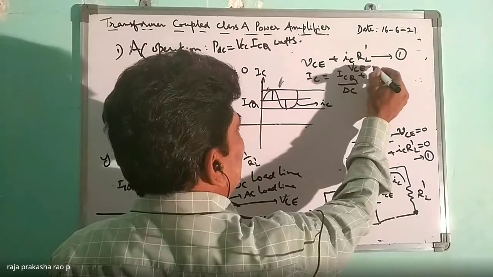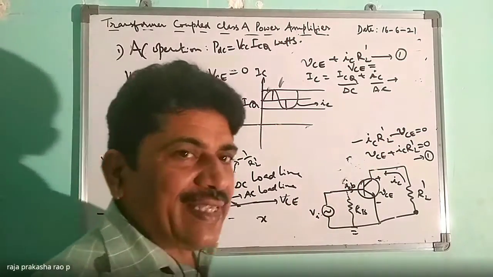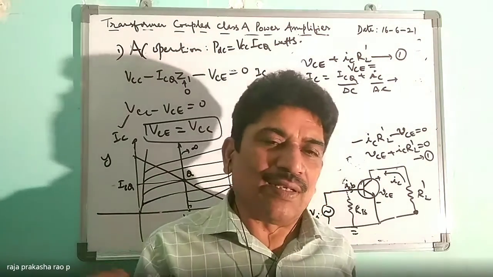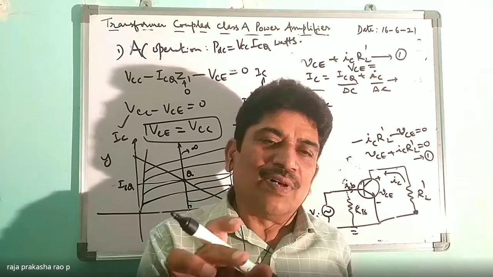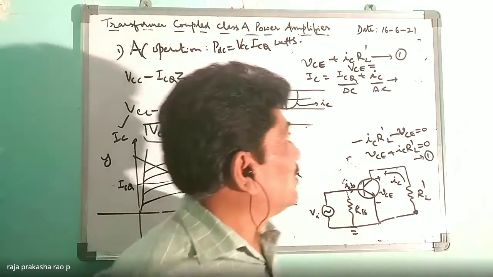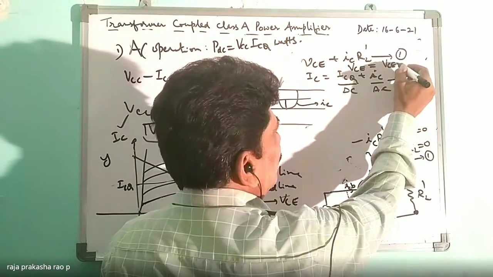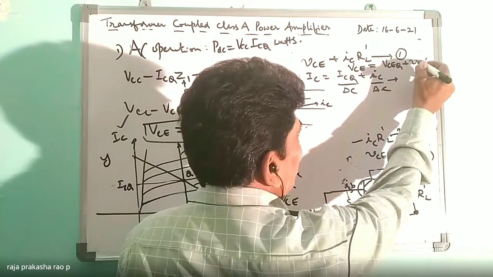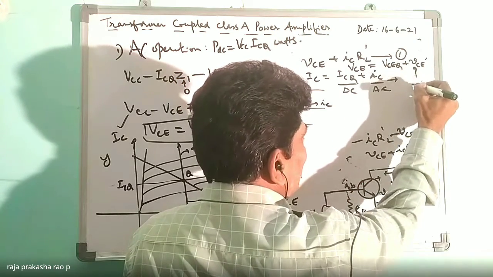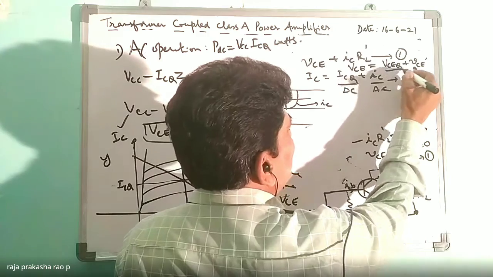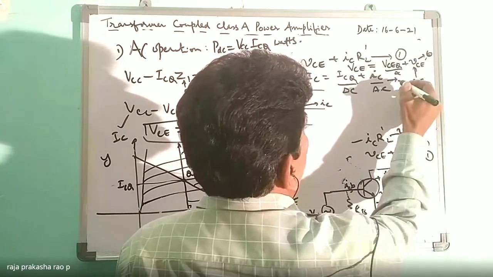VCE is equal to what? Can you tell me? This VCE is equal to VCEQ plus vce, since it varies about VCEQ, is it not? So this output voltage is equal to the sum of DC as well as AC. So VCE is equal to what is the DC component? VCEQ plus vce. vce is the AC component and this is DC. So let this be equation number 2 and let this be equation number 3.